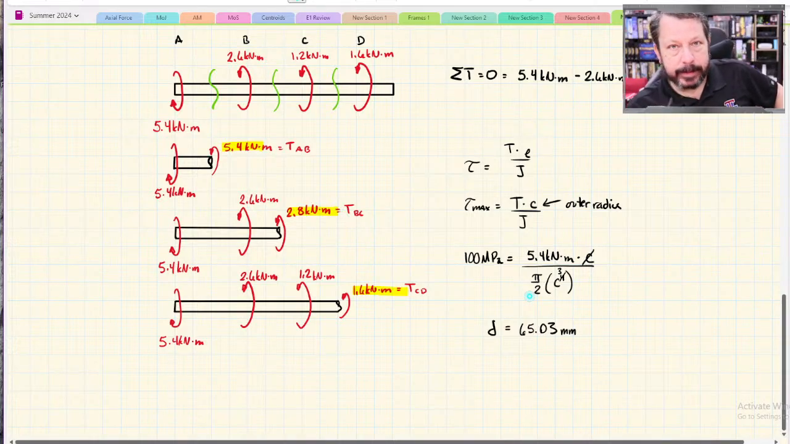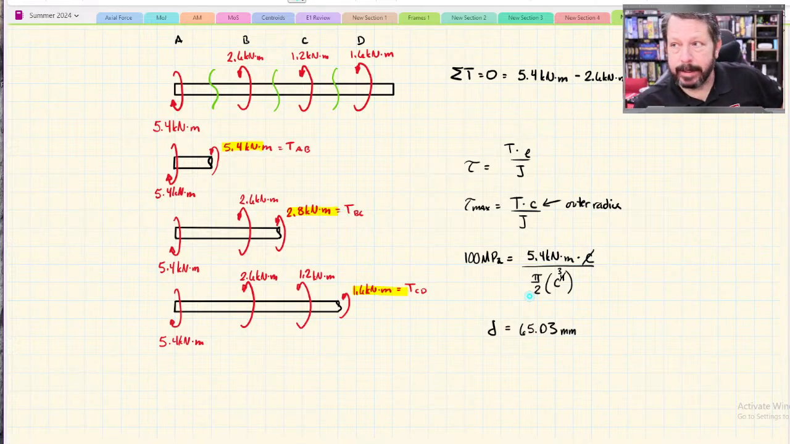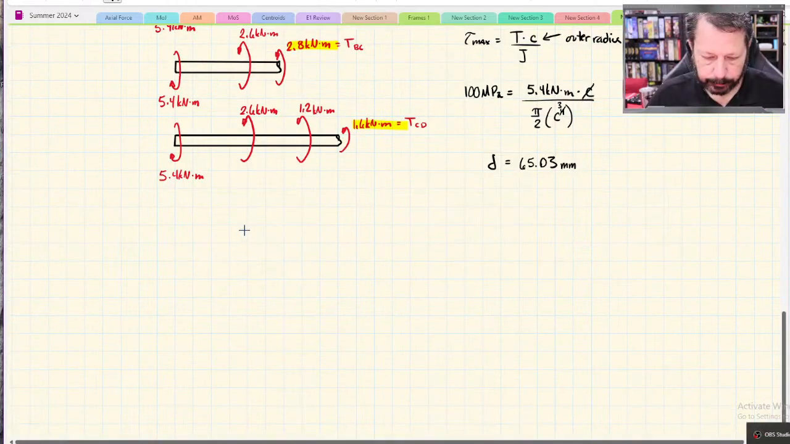Usually if it's a hollow tube and we're asking you a question about that, it's probably related to the wall thickness. How thick does the wall need to be, and we give you the outer radius, or vice versa. Maybe we give you the inner radius. It has to go over a shaft, and you need to figure out how thick the wall needs to be.